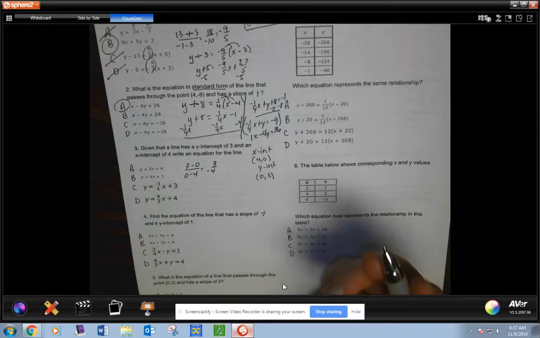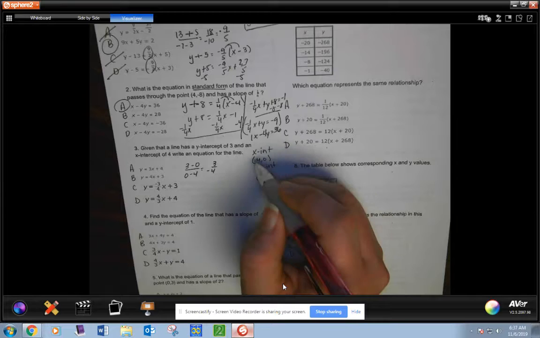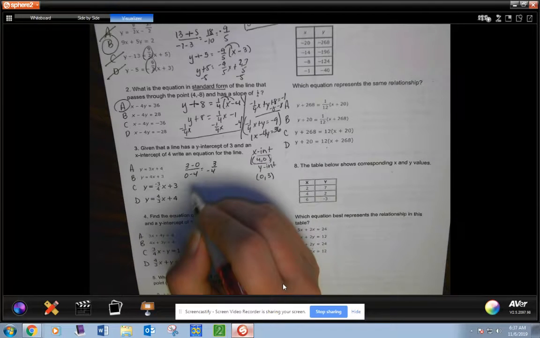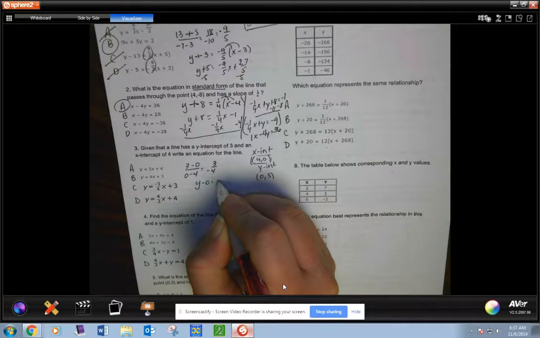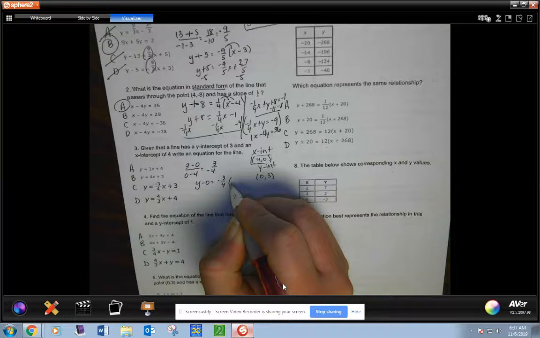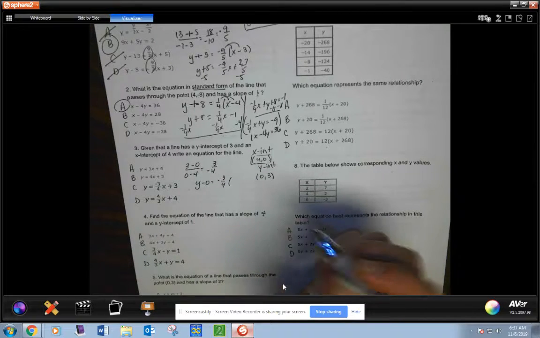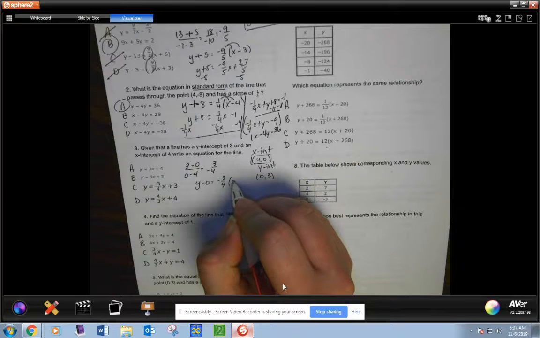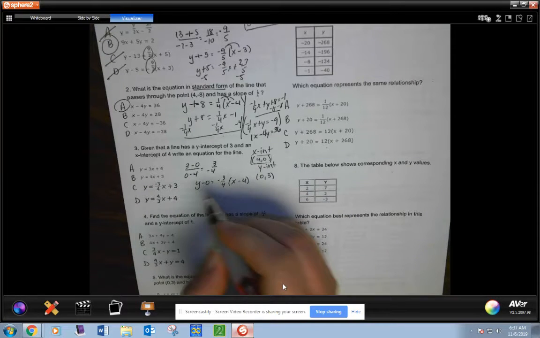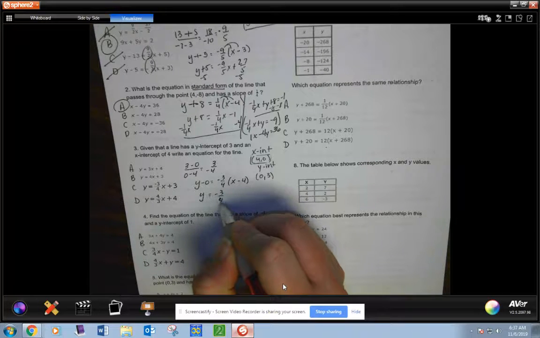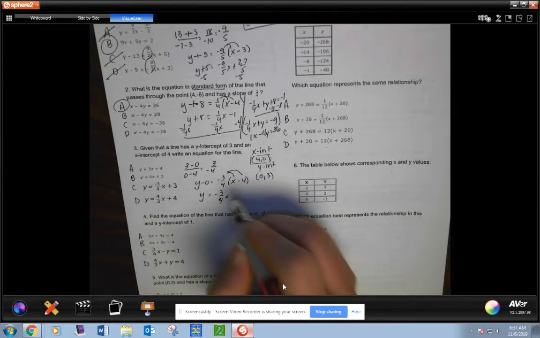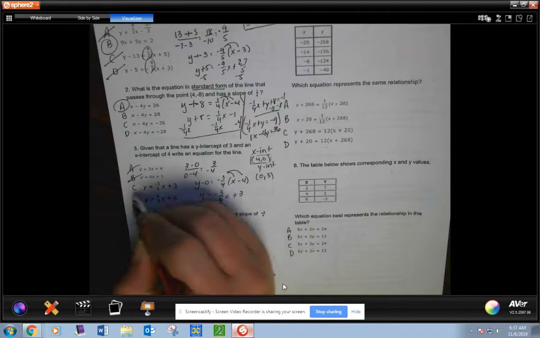Then I'm just going to pick a point. I'm going to pick the x-intercept. So I'm going to do y minus 0 equals -3 over 4 times x minus 4. Okay, the y minus 0 drops, so you just have y equals, and this becomes -3/4 x, and then when you multiply, it becomes a plus 3. So I know A and B aren't my answer because they don't have my slope. So it has to be C because D is the wrong slope also.